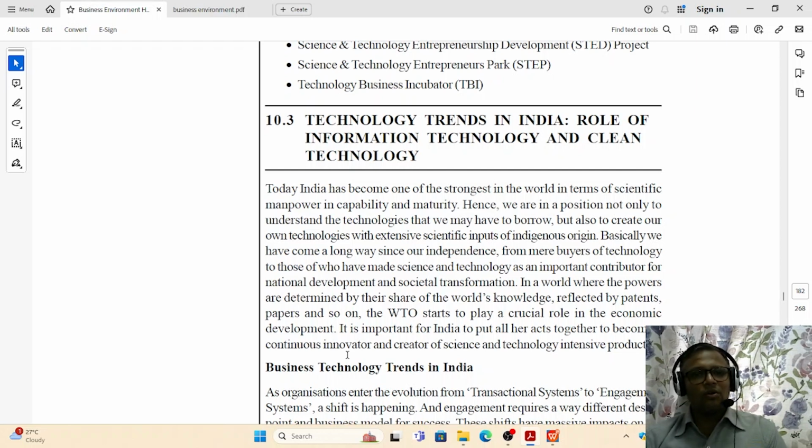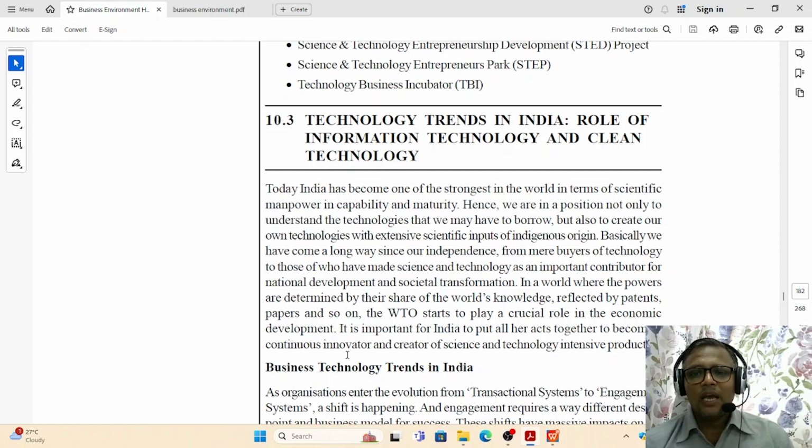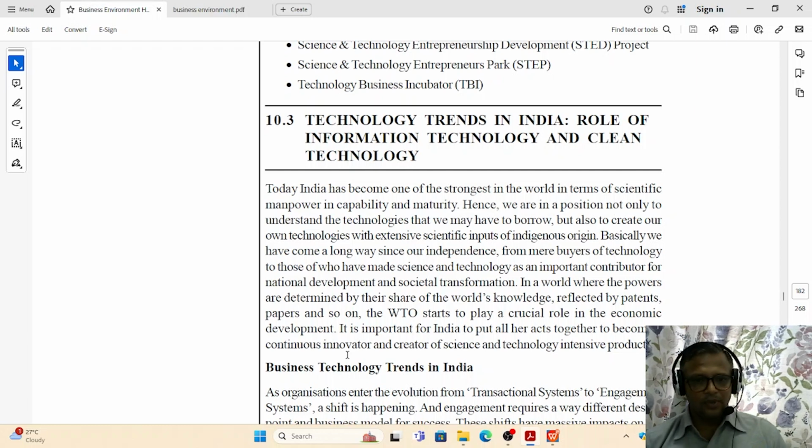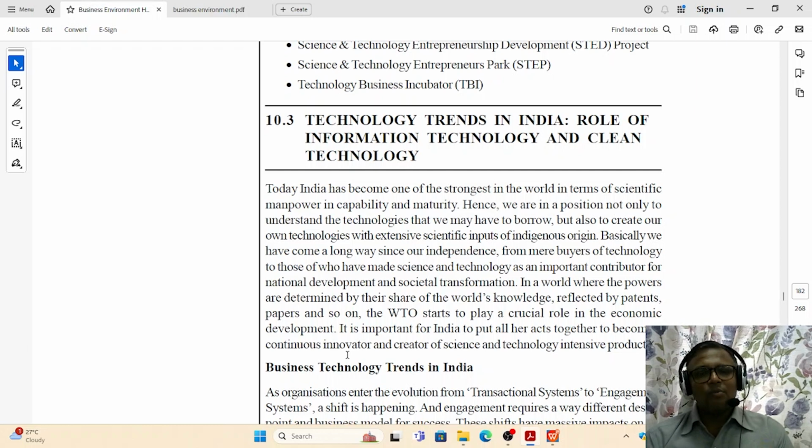Basically, we have come a long way since our independence, from mere buyers of technology to those who have made significant progress and made technology an important contributor to national development and societal transformation. In a world where powers are determined by their share of the world's knowledge, reflected by patents and papers and so on, the WTO has started to play a crucial role in economic development. It is important for India to pull all her acts together to become a continuous innovator and creator of science and technology intensive products.